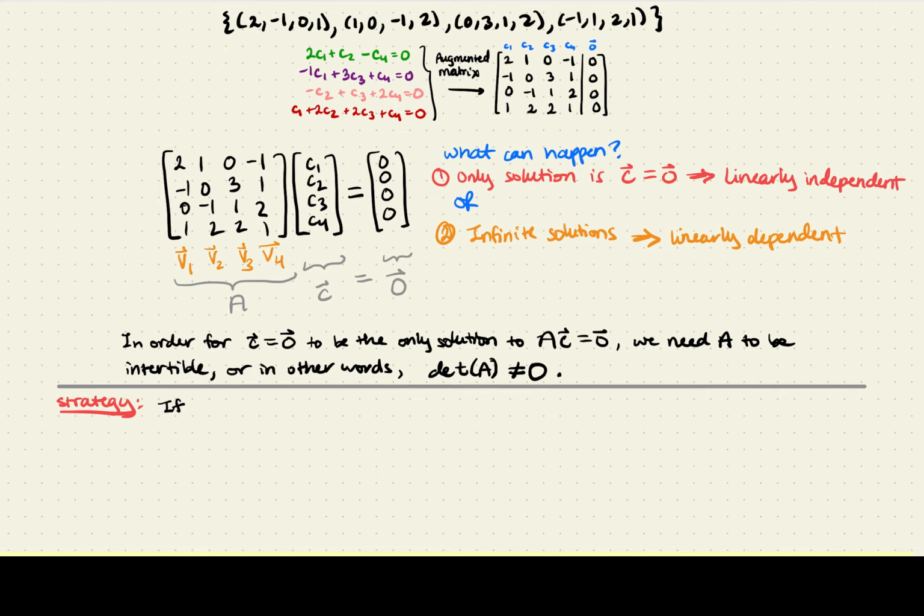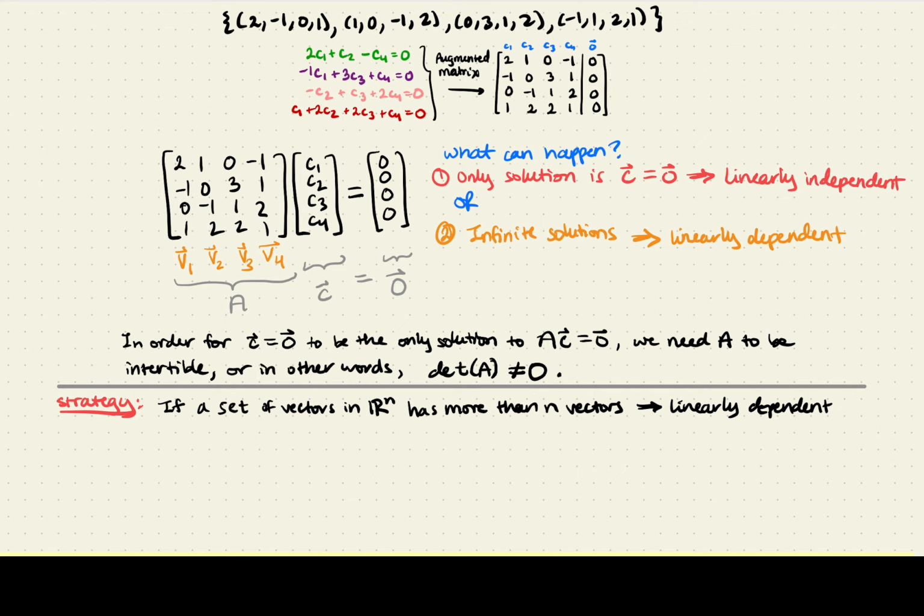If a set of vectors in Rn has more than n vectors, then we can automatically say that those vectors are going to be linearly dependent.